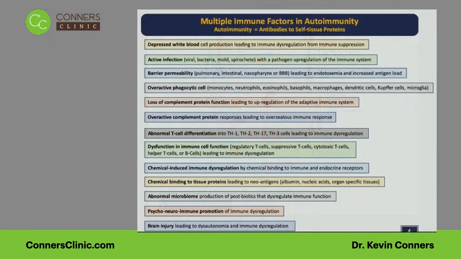When we look at autoimmune disease, there's so many multiple immune factors of autoimmunity. This comes from Dr. Karatsian's course. These are factors that you're having to deal with when you're trying to look at this from a clinical perspective. This person may have depressed white blood cell production, leading to immune dysregulation. So autoimmunity always has to do with something going on that's causing some sort of immune dysregulation, causing an immune suppression in this case. They could have an active infection.